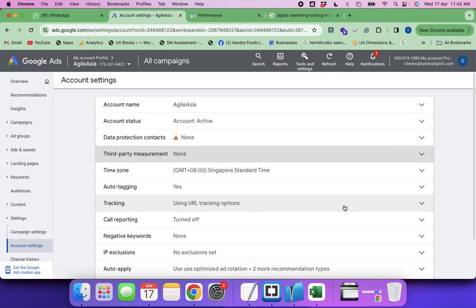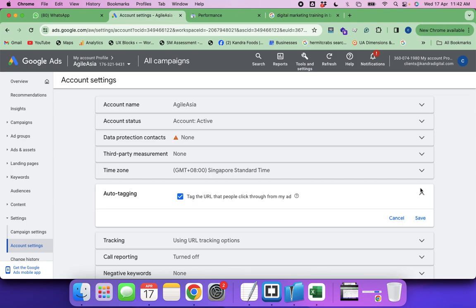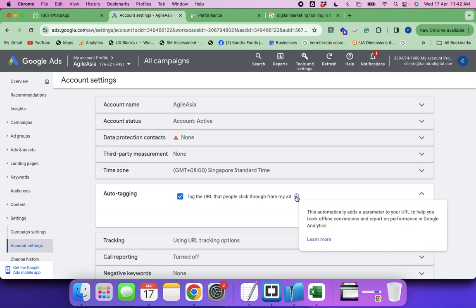Time zone is set as Singapore. You can change it to any country. Mistakenly sometimes people put it as IST. In case you're from a different country, you can set that time. Auto tagging is to tag the URL that people click through from my ad. To the URL there is an additional component called UTM.